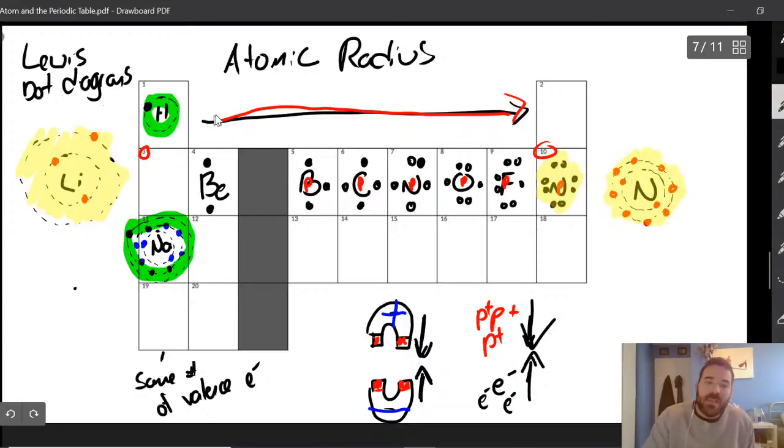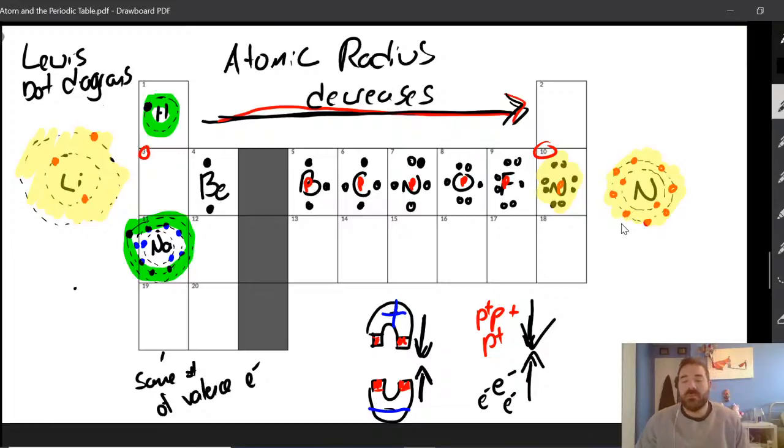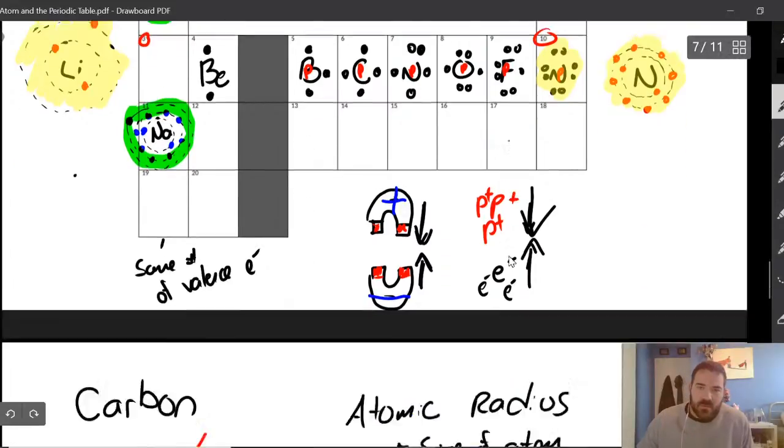So as we go from left to right on a period, the atomic radius decreases, which is sort of counterintuitive because we would think the more subatomic particles there are, the larger the atom is, but that's not really the case. It is when we go from the top to the bottom of the group, but it's not the case when we're moving from left to right within the period. So let's summarize it on here.